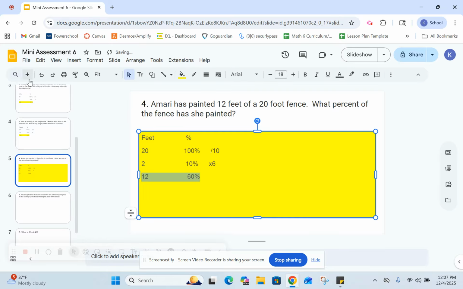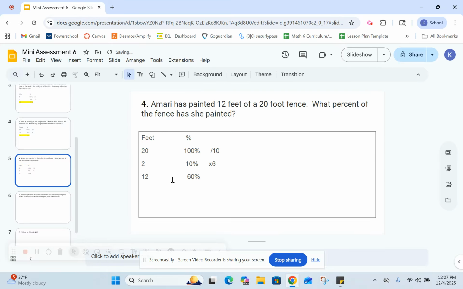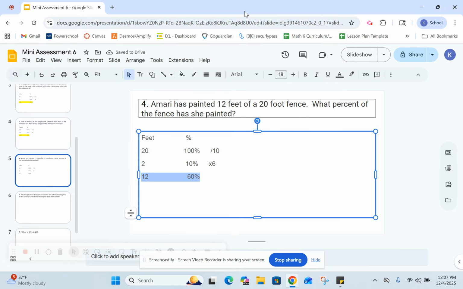If 20 feet is 100%, that means that 2 feet is 10%, and then use that to multiply by 6 to go to 12 feet, which is what we are looking for, and that is 60%. All right, you are going to answer a similar question now.